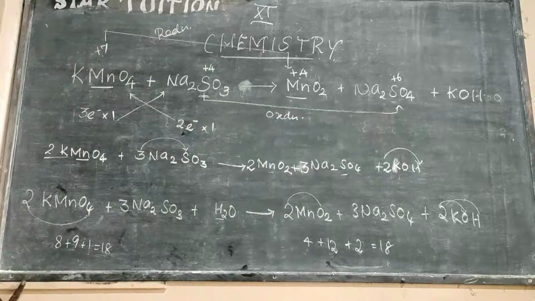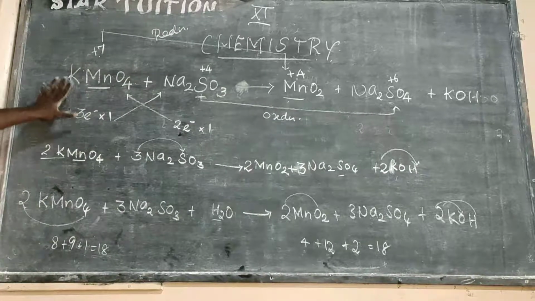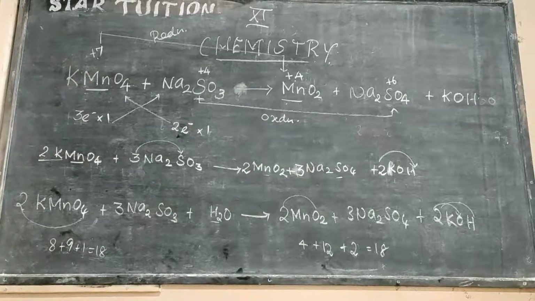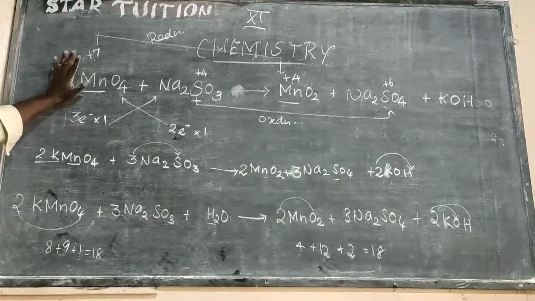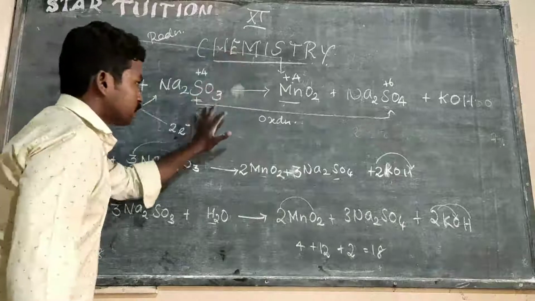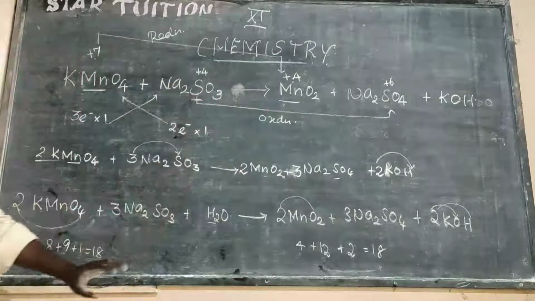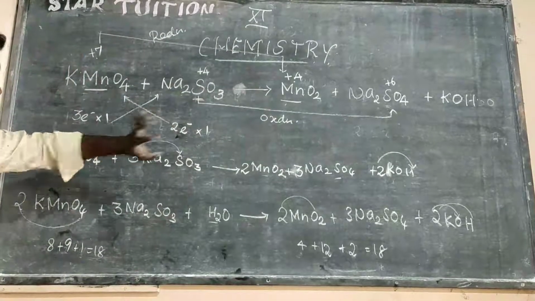So these are the steps employed in the balancing of this equation using the oxidation number method. It consists of 5 steps. In the first step, we find out which is reduced and which is oxidized using the oxidation number method. Then step 2 is criss cross multiplication.